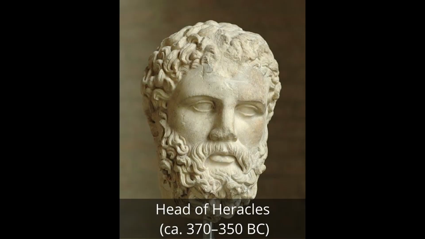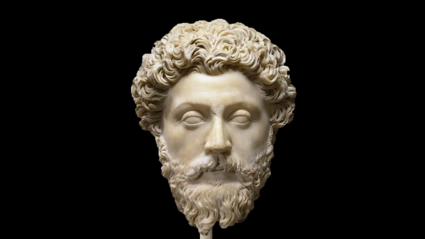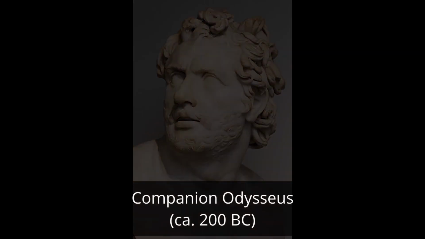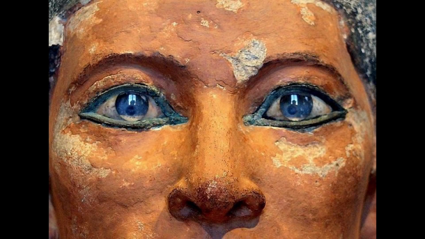You can see here the head of Hercules, 370 BC. The eyes were not detailed as we would normally expect. In Egyptian times, the eyes were dealt with in a different way. Many times, crystals were used to replicate the eyes or represent the eyes.